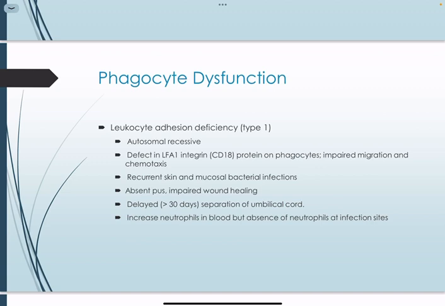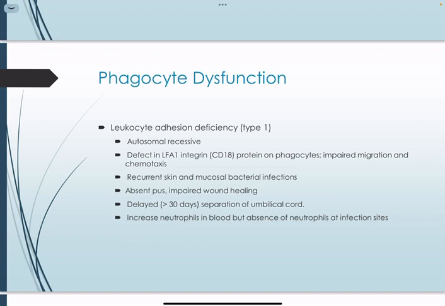That means there's a problem with leukocyte chemotaxis. What does that mean? That leukocytes can't travel, or they're not being attracted to where they're needed. Okay? How do they present? They present with skin and mucosal bacterial infections. Okay? There will be absent pus.